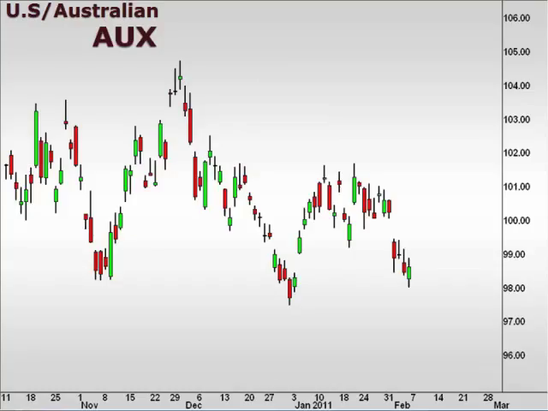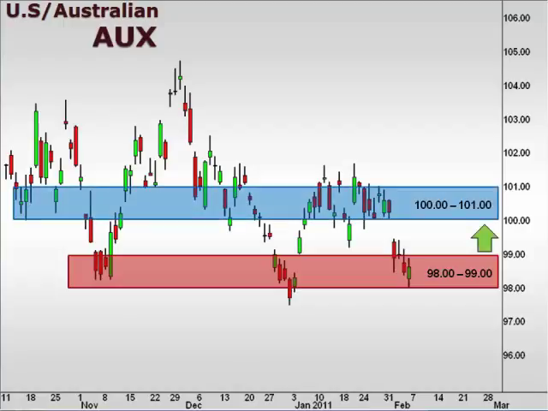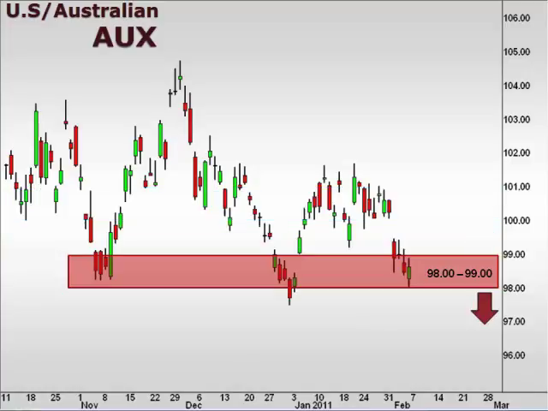Finally, let's take a look at the AUX, the U.S. versus the Australian dollar. Well, the sideways triangle that we observed last week broke to the downside, testing the 98-99 focal zone. Now, this level is a key support level, and a bounce this week could jump up to test this 100 level for resistance. However, a break below 98 opens the window for a continuation lower.